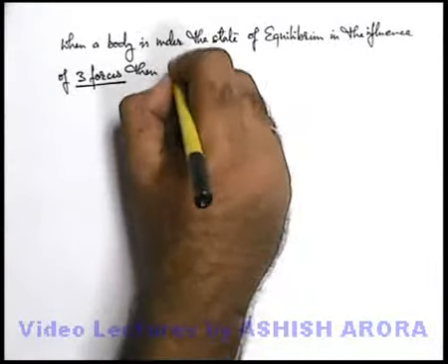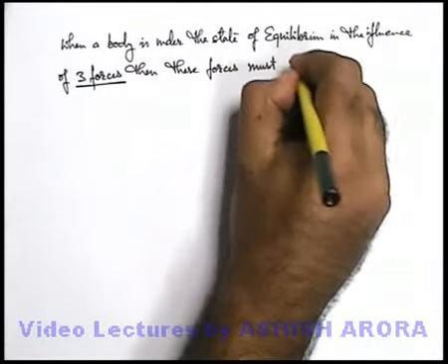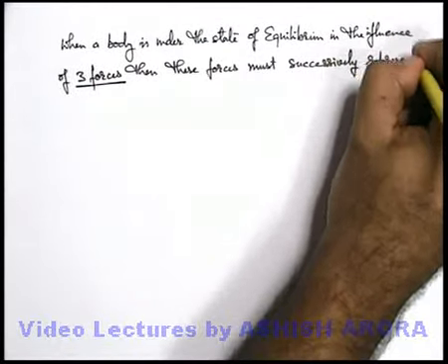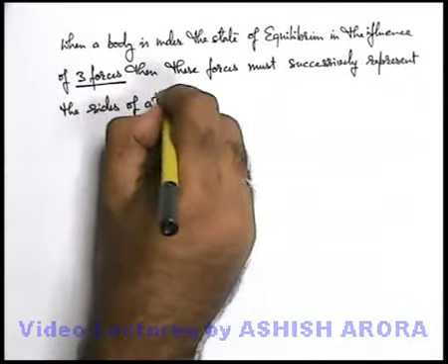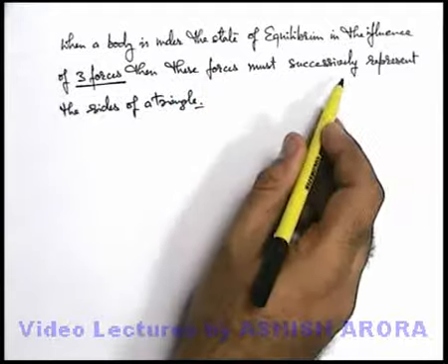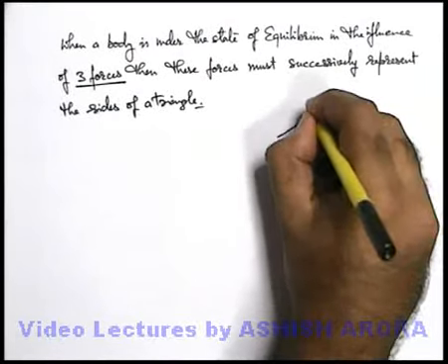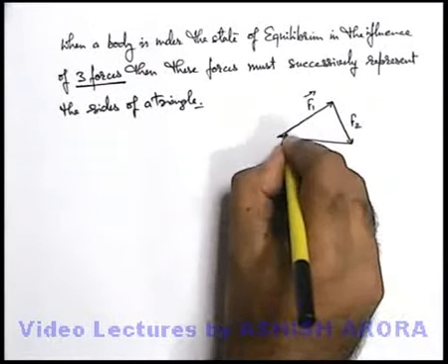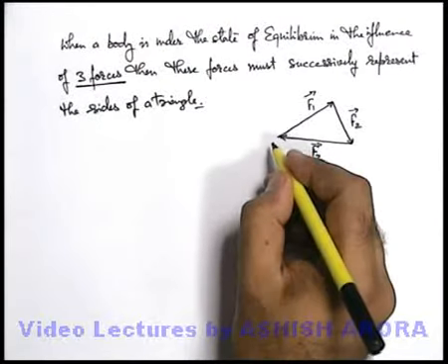So we can simply state then these forces must successively represent the sides of a triangle. So this is the basic triangle rule of vector addition. Whenever three vectors represent successive sides of a triangle, their vector sum is equal to 0. So if this is a vector f1, this is another vector f2, and this is a vector f3, you can simply state f1 vector plus f2 vector plus f3 vector is equal to 0.